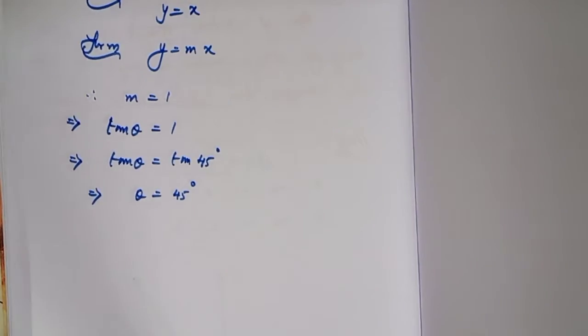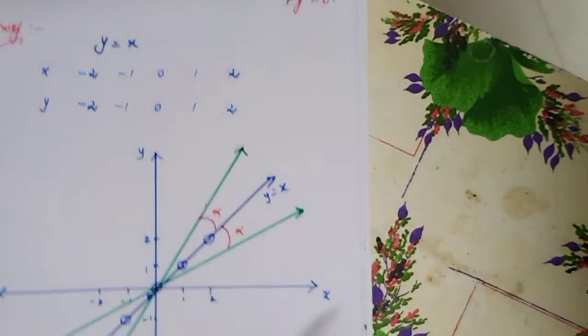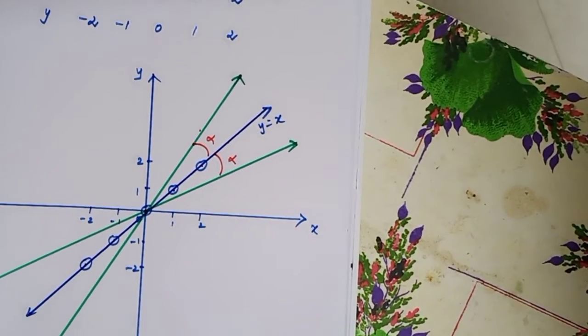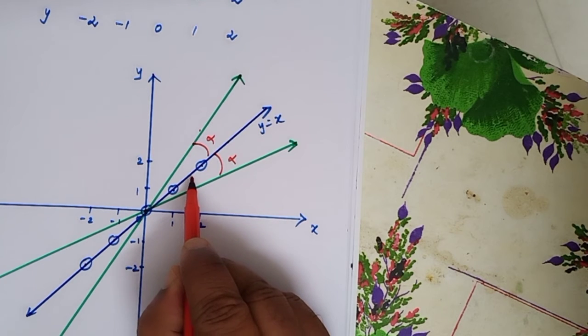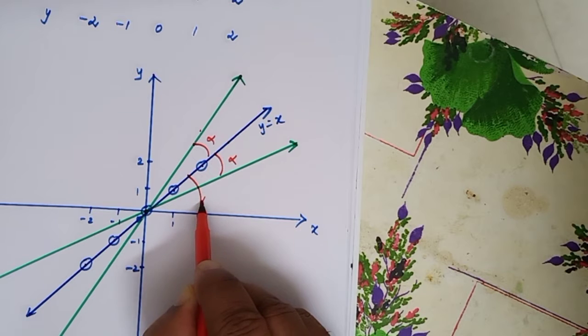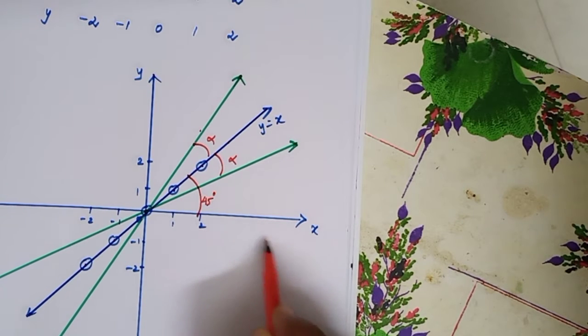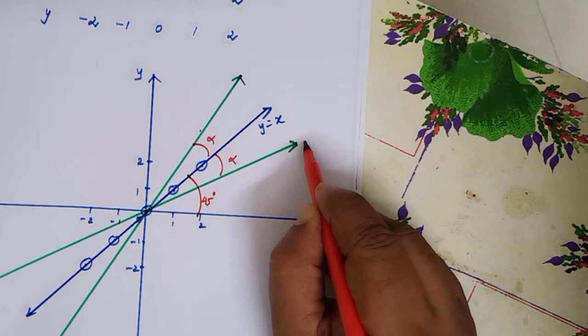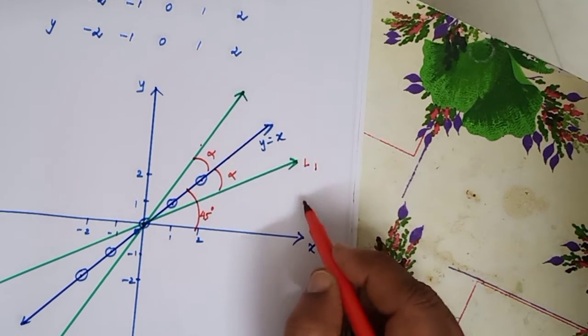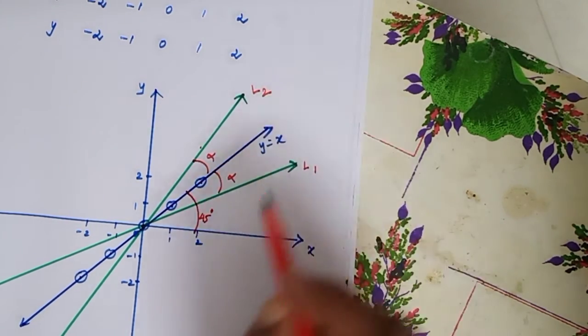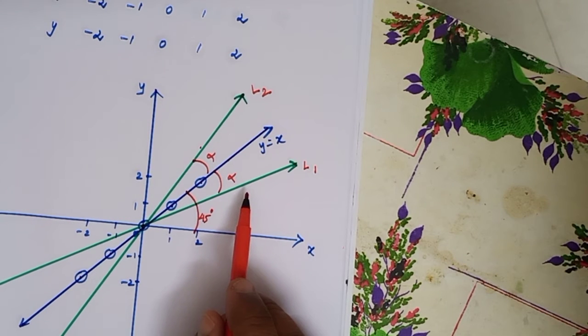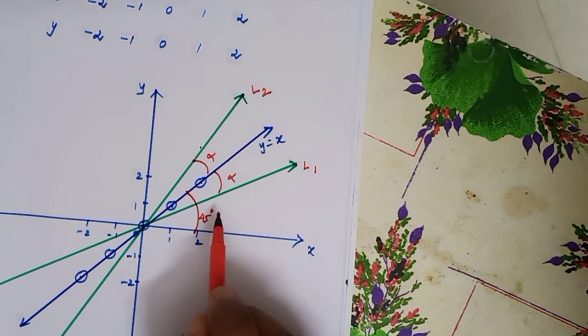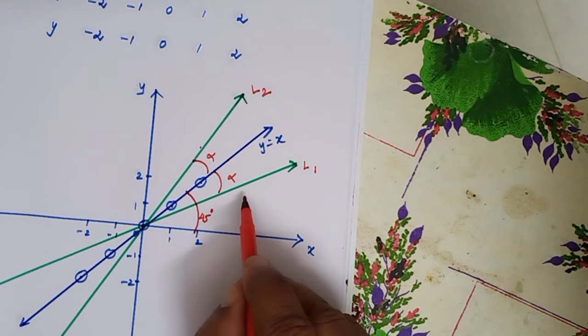So what about the angle? Theta equals 45 degrees. From here to here, y equal to x makes an angle of 45 degrees with the x-axis. Now let it be line number 1 and line number 2. For line number 1, what is the angle? This is 45 degrees. This one is alpha. So what about this angle?